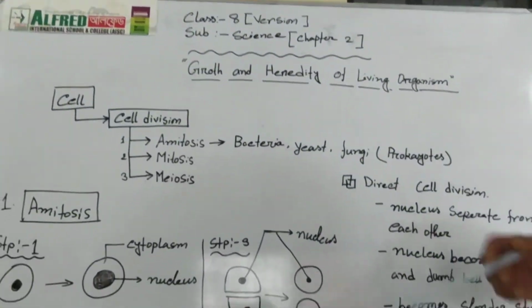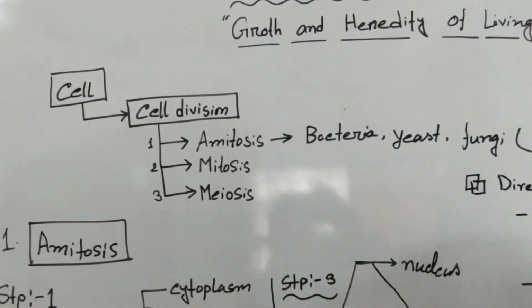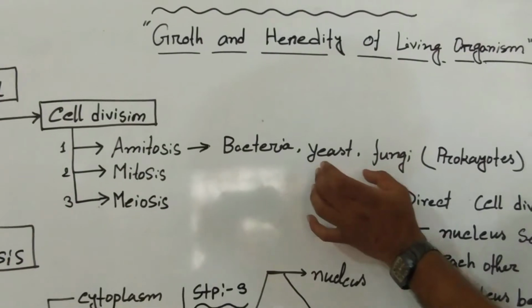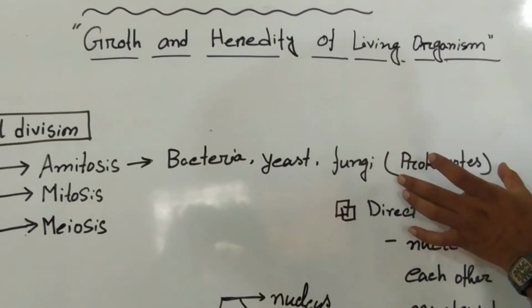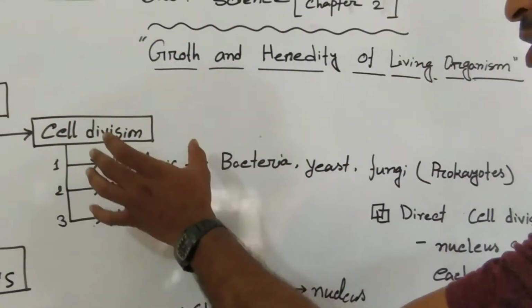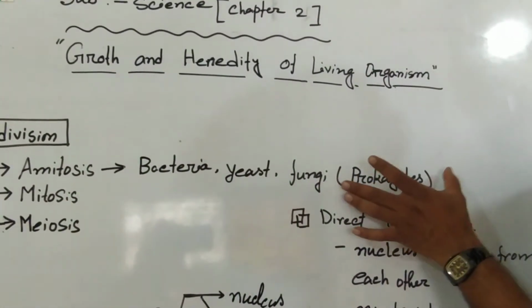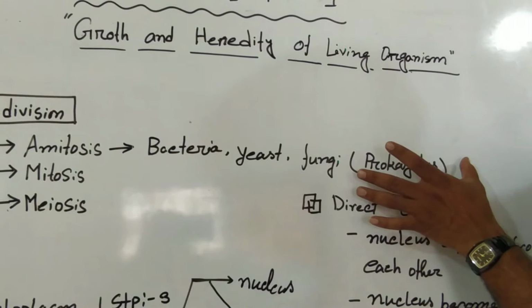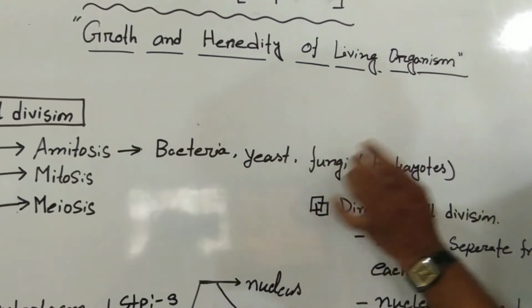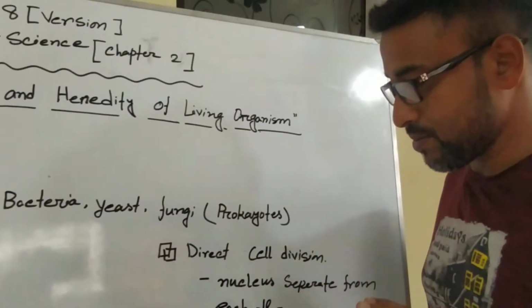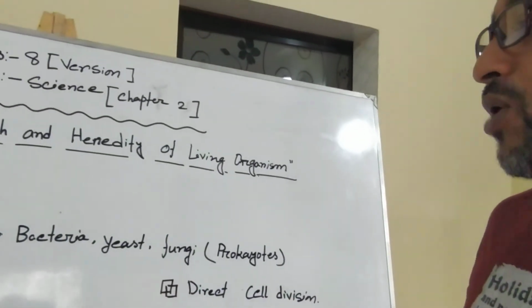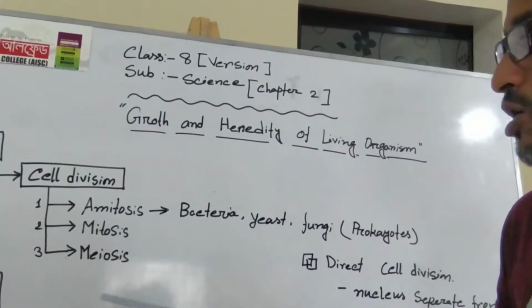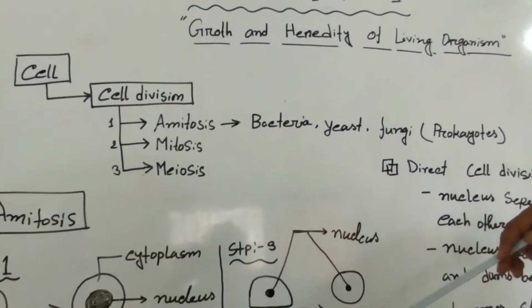Mitosis, that kind of cell division, happens in bacteria, yeast, which are known as prokaryota. All the cell division in prokaryota is mitosis. And which ones are prokaryota? Bacteria, yeast and fungi are known as prokaryota. Okay. Now I want to show you the steps, the process step by step.